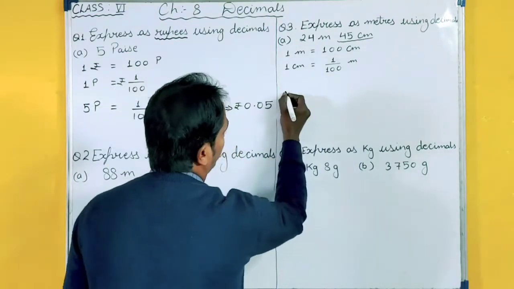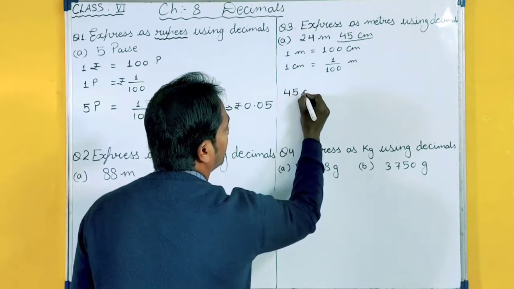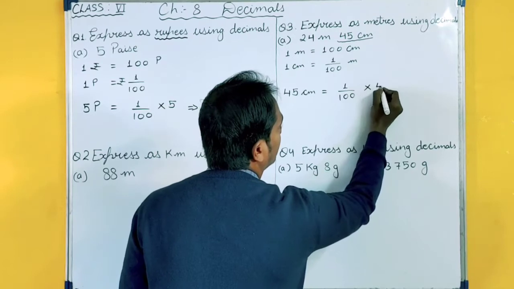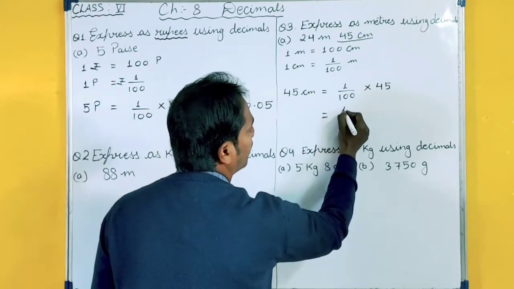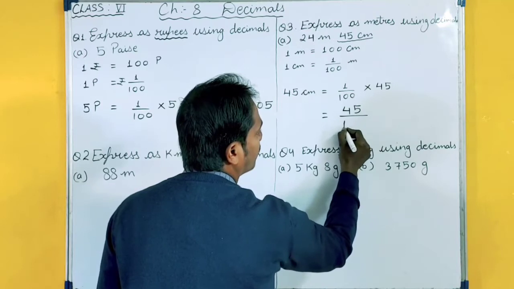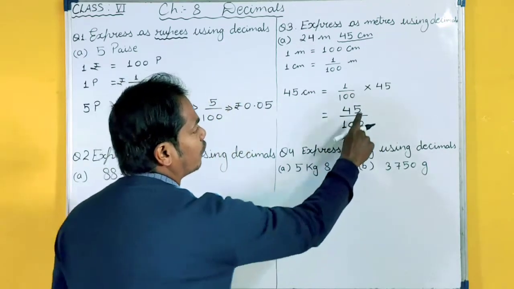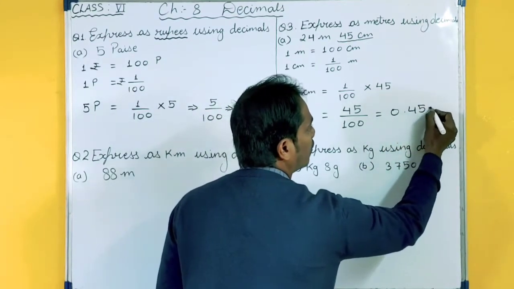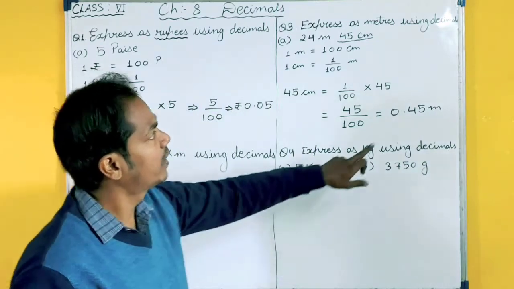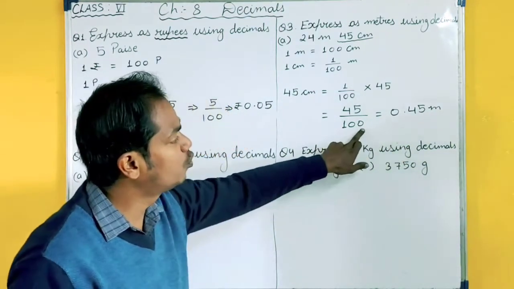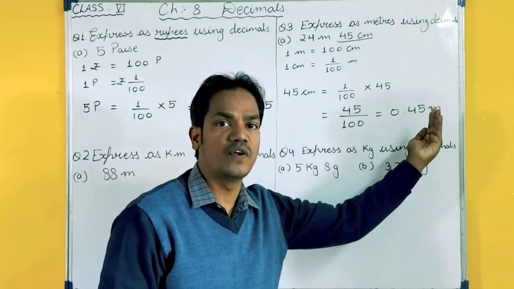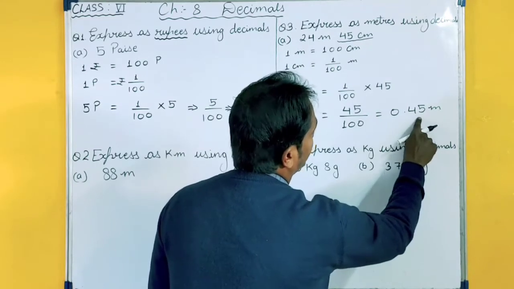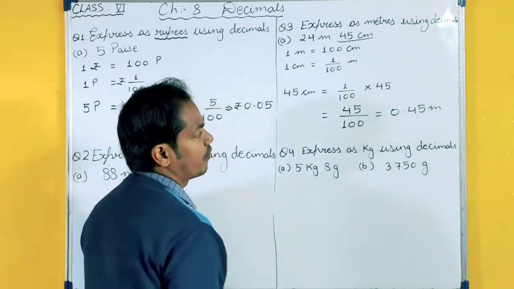So you have to convert 45 centimeter. So 45 centimeter is equal to 1 upon 100 multiplied by 45. What you will get? 45 ones are 45 upon 100. So 45 upon 100 is equal to 0.45 meter. 2 zeros, so from the right hand side you will count 2 values and mark the point.